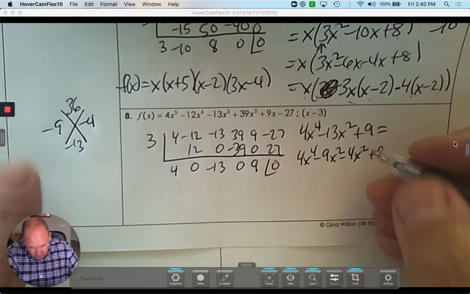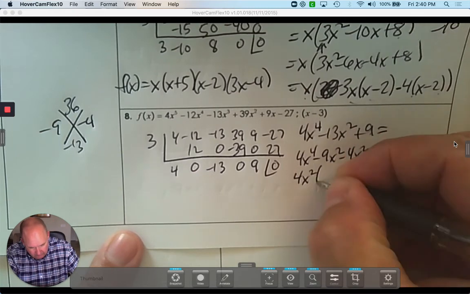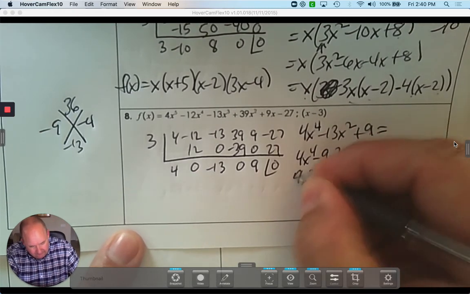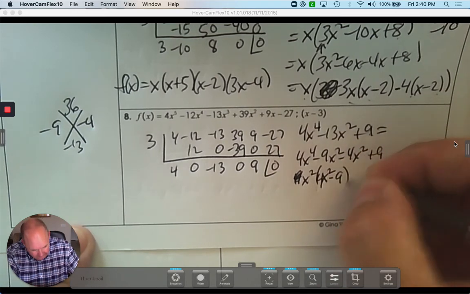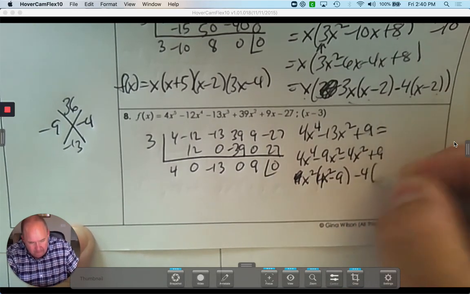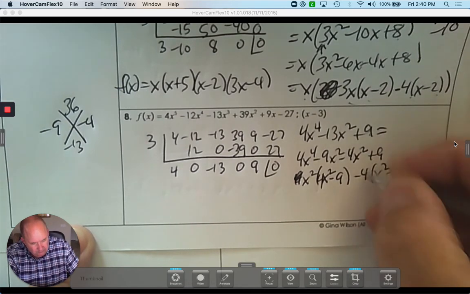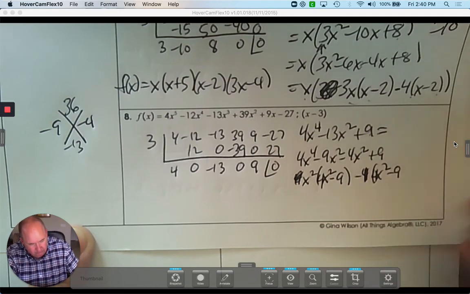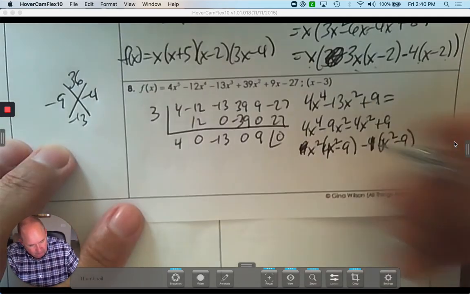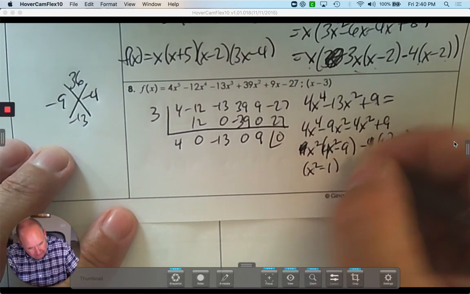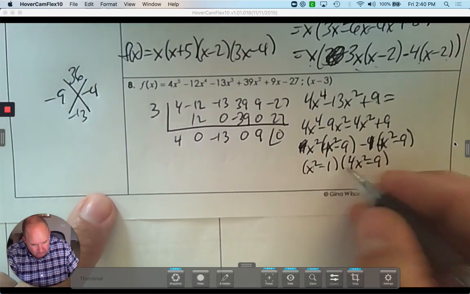Then I'm going to factor by grouping. So I'm going to take out an x squared, sorry. That's going to be 4x squared minus 9. I'm just going to take out a negative 1, and that's going to be 4x squared minus 9. So they both have that. So I have x squared minus 1. I have 4x squared minus 9. Both of these are a difference of squares.